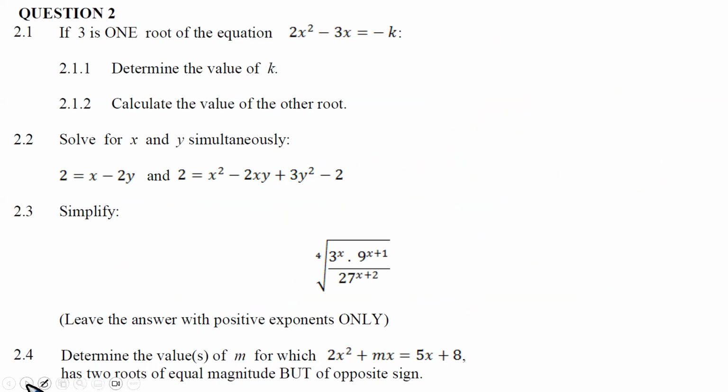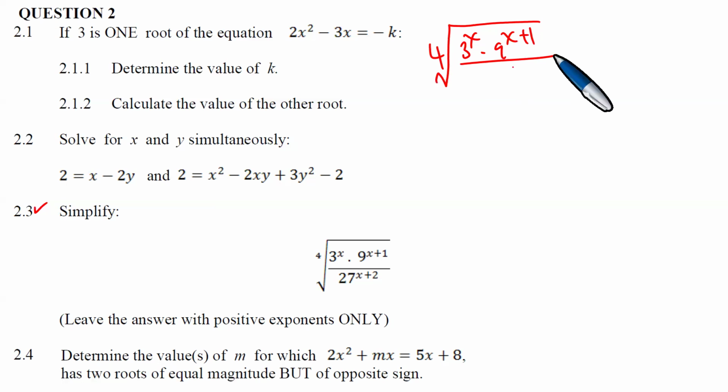Next question is 2.3. In 2.3, we need to simplify this one. So we need to simplify the fourth root, okay, we're looking at junior exam preparations here, the fourth root of this to the power that, 27 to the power x plus 2.